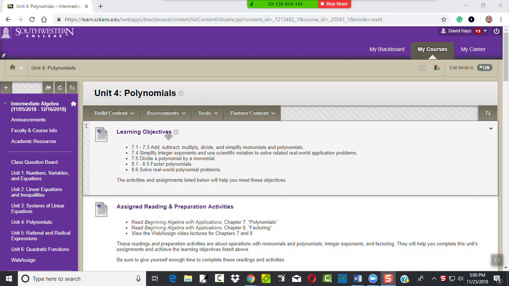Okay, let's take a look at Unit 4. And we're first going to start off with monomials and polynomials. And it'll be adding, subtracting, multiplying, and dividing. So let me bring up the tablet here.